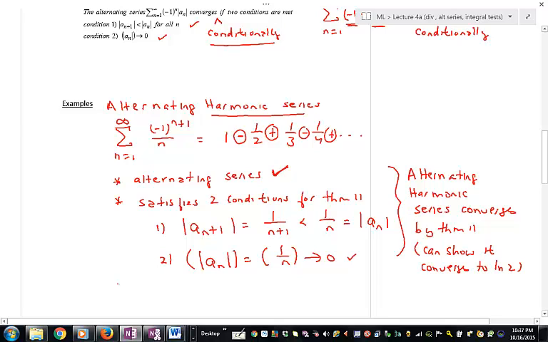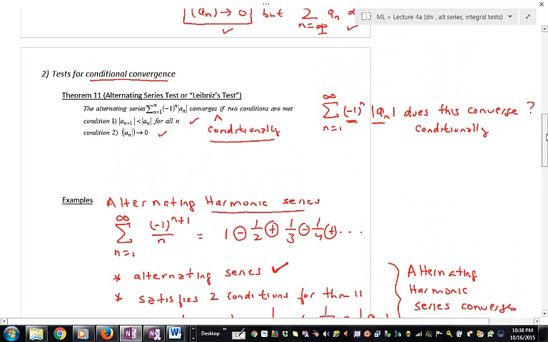And notice that it satisfies both conditions for us to use this theorem. First, if we look at the magnitude of the terms, they are strictly decreasing. And moreover, if we look at the terms themselves in the series, they're converging to zero. And so these facts together tell us that the alternating harmonic series converges. It doesn't tell us what it converges to, but it tells us that it converges. And we're going to show later on that it actually converges to the natural log of 2. That's not difficult to show.